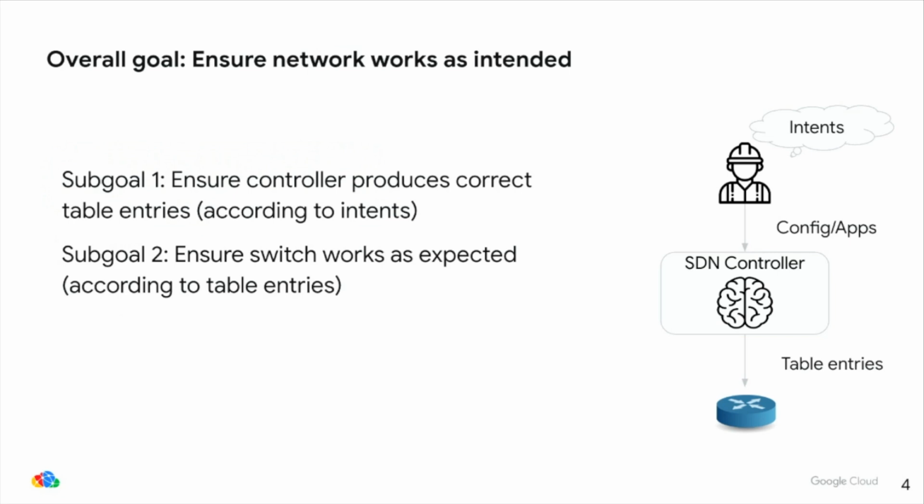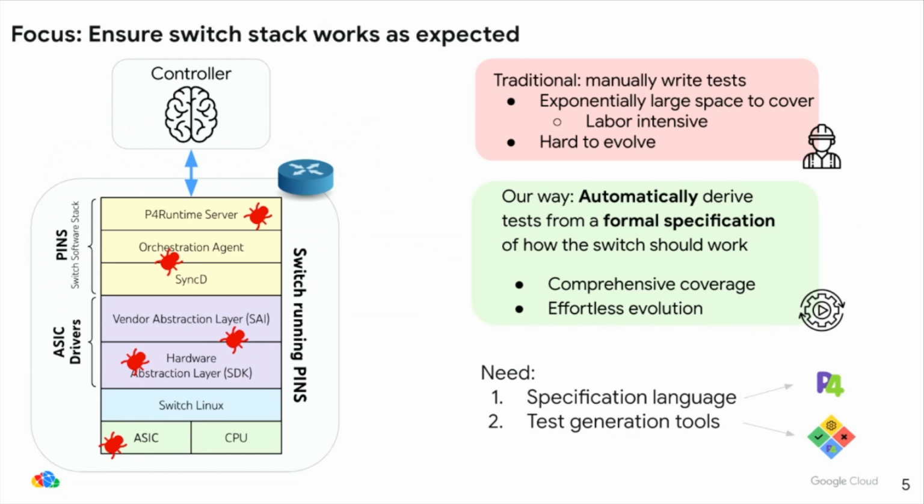So our overall goal is to ensure our networks work as intended. And to achieve that, we need to achieve two sub-goals. The first sub-goal is to ensure that the controller actually produces the correct set of table entries that correspond to our intents. And the second is that we want to ensure that the switch works as expected given those table entries. And for now, our focus is on the second goal. We want to make sure the switch works as expected.